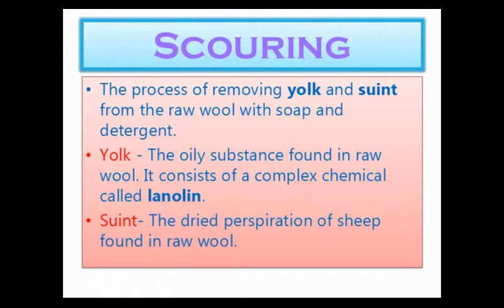After sorting, the similar fibers are cleaned. It is because the raw wool contains an oily substance called yolk. The yolk consists of a complex chemical called lanolin. In addition to yolk, the raw wool contains suint. Suint is dried perspiration of sheep. The process of cleaning the raw wool is called scouring.